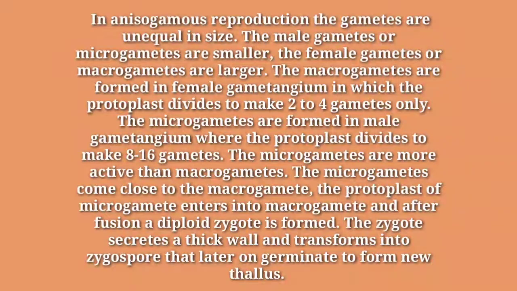Anisogamy. In anisogamous reproduction, the gametes are unequal in size. The male gametes or microgametes are smaller, the female gametes or macrogametes are larger. The macrogametes are formed in female gametangium in which the protoplast divides to make 2 to 4 gametes only. The microgametes are formed in male gametangium where the protoplast divides to make 8 to 16 gametes. The microgametes are more active than macrogametes.